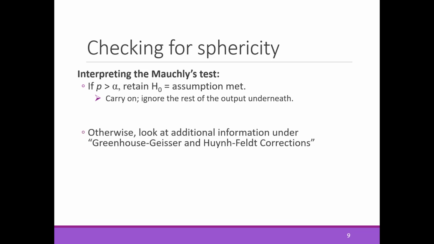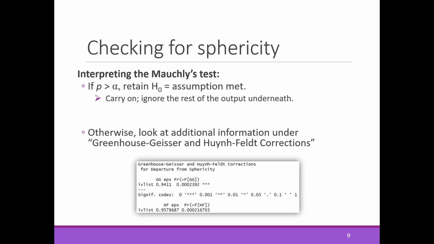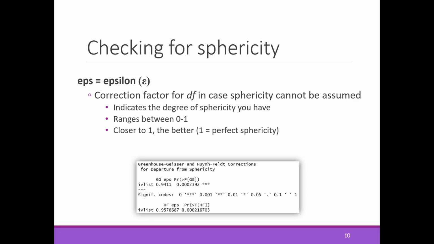If you do get a significant result, so the p-value is less than 0.05, then you reject the null hypothesis. The assumption is not met, and so you would have to look at additional information underneath, which looks like this, and is labeled Greenhouse-Geisser and Huynh-Feldt corrections. What we're looking at here is the epsilon, which is abbreviated EPS in this output. They appear here for Greenhouse-Geisser and for Huynh-Feldt. The epsilon is actually the correction factor for the degrees of freedom for your F statistic, the overall ANOVA test, in case sphericity cannot be assumed.